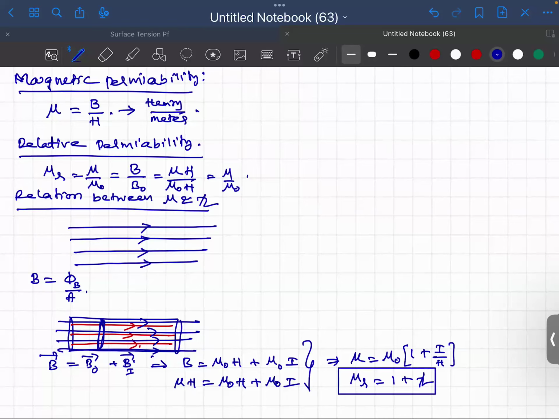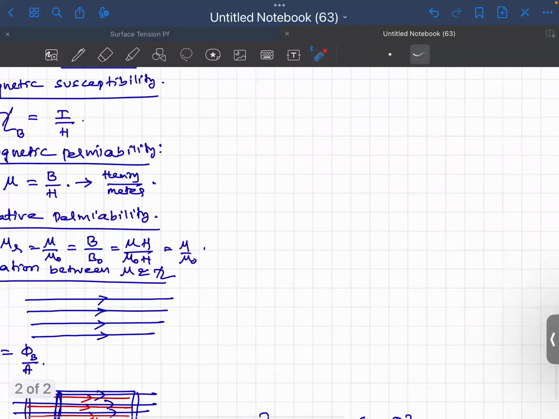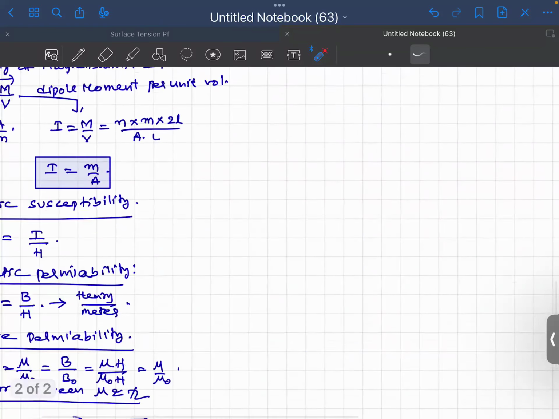So in whatever I taught you till now, I require only this relation. For majority of the purposes, 90% of the questions from this chapter are on the basis of this equation. Now tell me, do you have any doubt till this point?